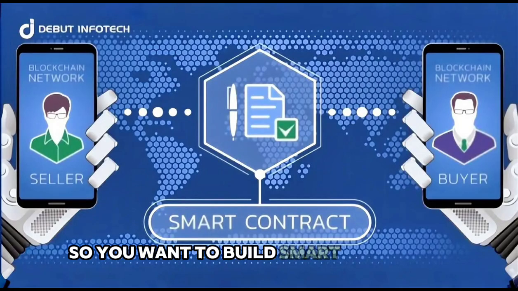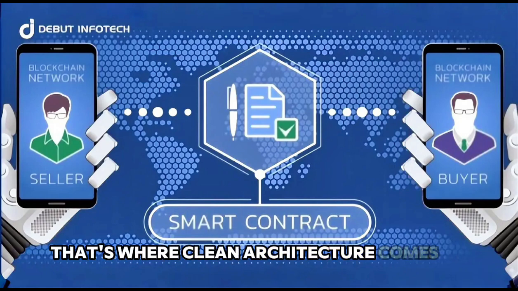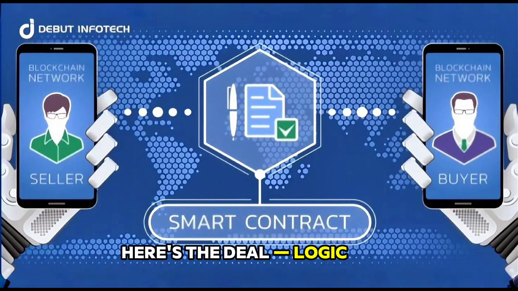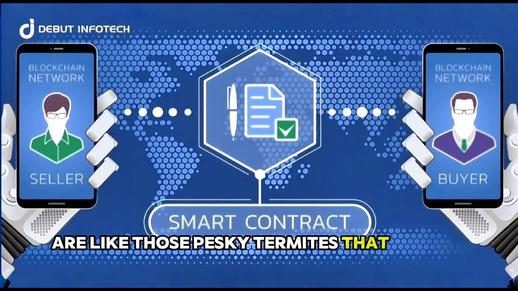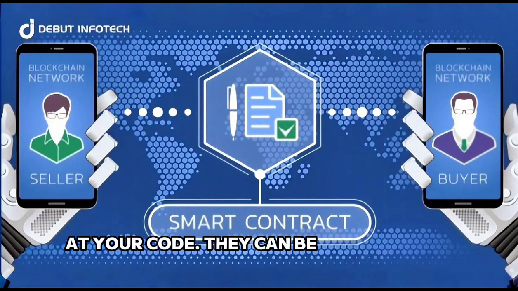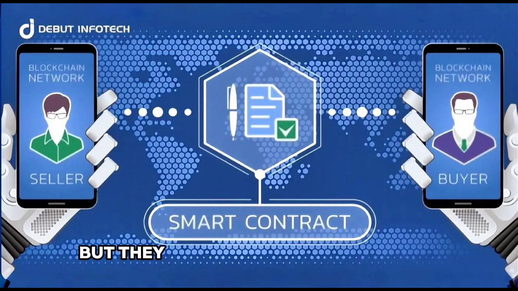Okay, so you want to build smart contracts that are as solid as a rock, right? No logic bugs, no hiccups, just smooth sailing. That's where clean architecture comes in. Here's the deal. Logic bugs are like those pesky termites that can eat away at your code. They can be super sneaky and hard to find, but they can cause serious problems if they are not caught early on. So how do you build a smart contract that's immune to these bugs?